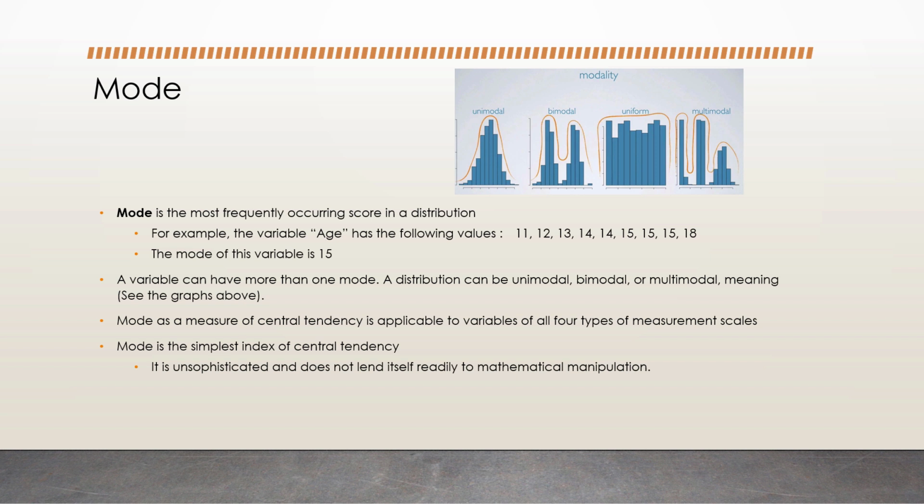A distribution can be unimodal, bimodal, or multimodal. In this example, age is unimodal. Think about this. What values could you add to make it a bimodal distribution? As we discussed last week, there are 4 measurement scales: nominal, ordinal, interval, and ratio. Mode is the simplest measure of central tendency and can be applied to all 4 types of variables.